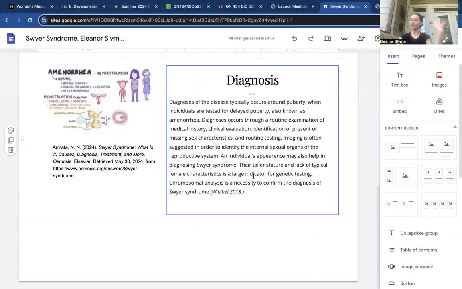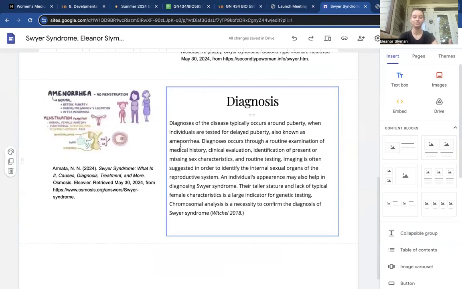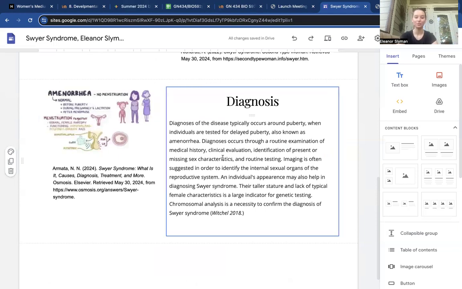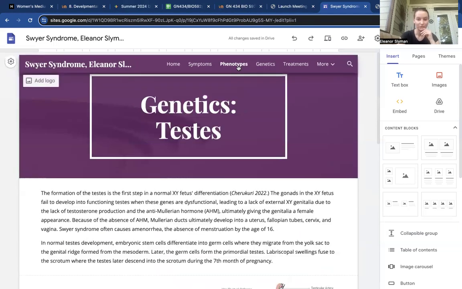And then I have this diagnosis page as well. Another little image here on amenorrhea. And then we move into phenotypes.